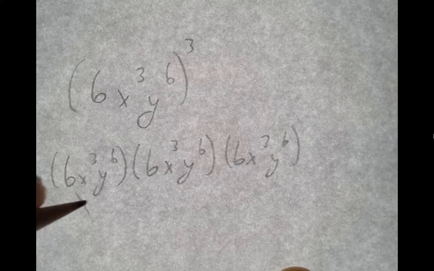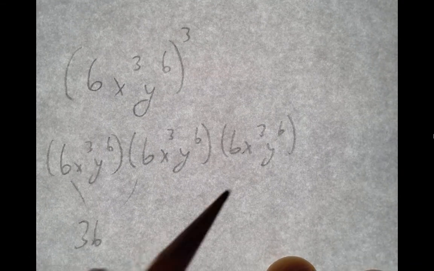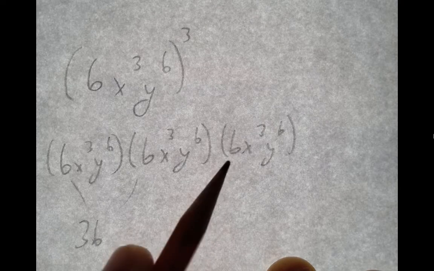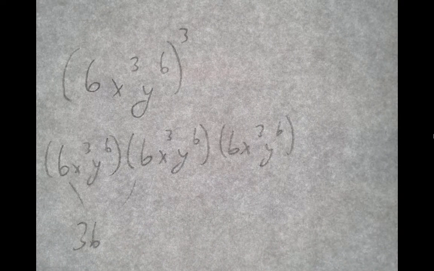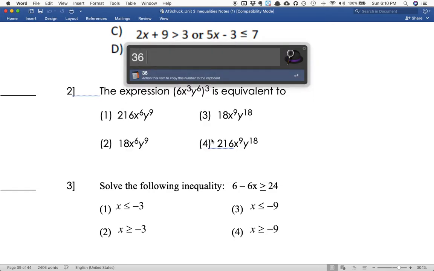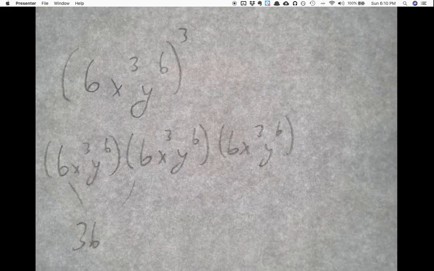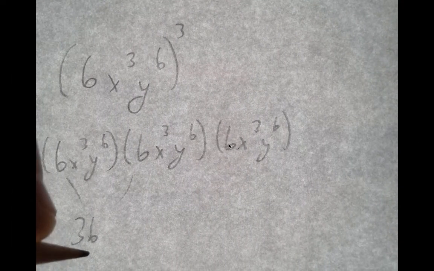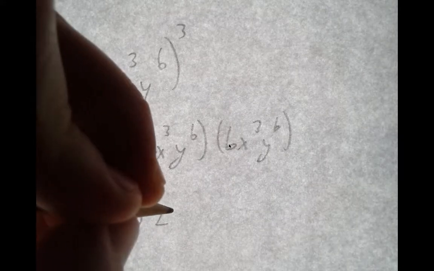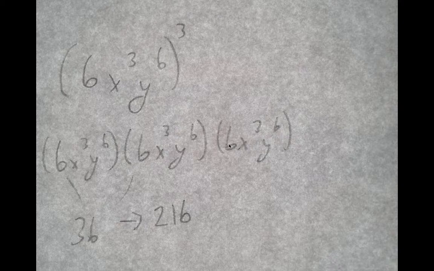6 times 6 becomes 36. 36 times 6, I could use a calculator, or I could look back at the choices and say 36 times 6 is definitely not 18. It must be 216. And we can double check it: 36 times 6 is 216. So I'm between either 1 or 4. So over here I've got 216, because 6 times 6 times 6 is 216.